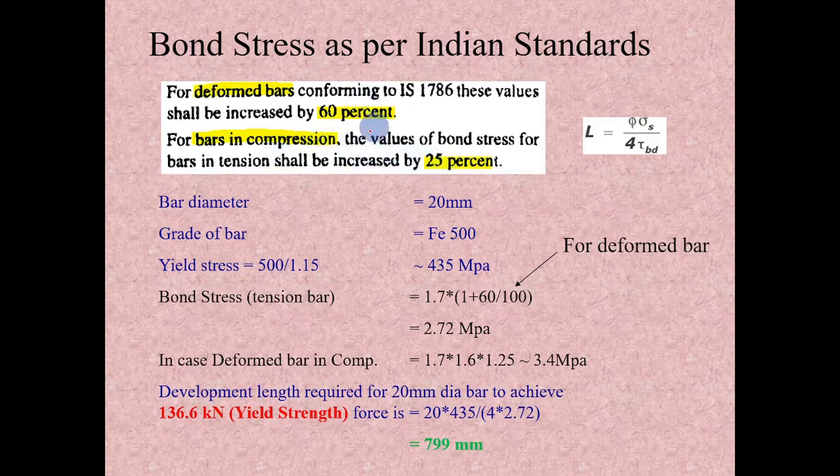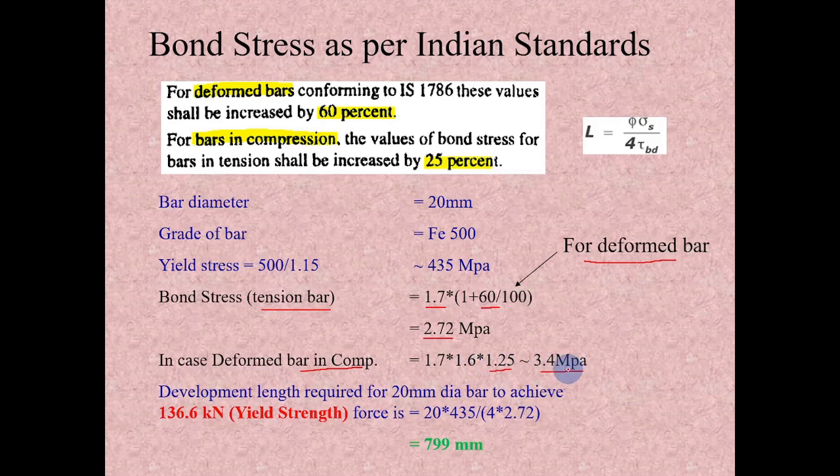So after applying all these factors, in our case 1.7 for the plain bar for M35 grade concrete, and that 60% enhancement for the deformed bar, the final bond stress will be 2.72 for the tension bar. In case of a compression bar, the value will be 1.7 into 1.6 into 1.25, so the 3.4 megapascal we should use.